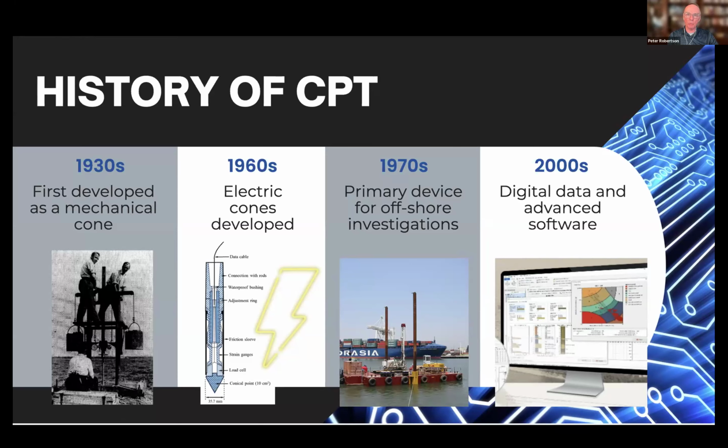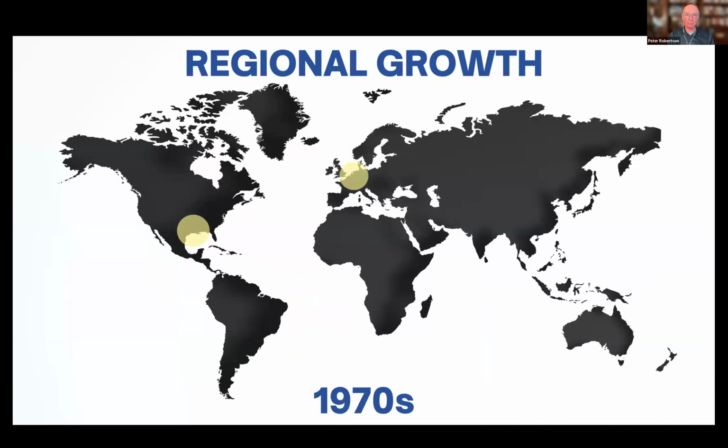And that's when we saw software development making life much easier to use this data, because you collect a lot of data with the cone. Typically, you're collecting data every 1 or 2 centimeters, and there's a minimum of 3 channels of data: the tip, the sleeve, and the pore pressure. So you get thousands of data points. So you get a very detailed profile, but it's a lot of data to process. And nowadays, with the digital data and software, it's a lot easier than it was 50 years ago.